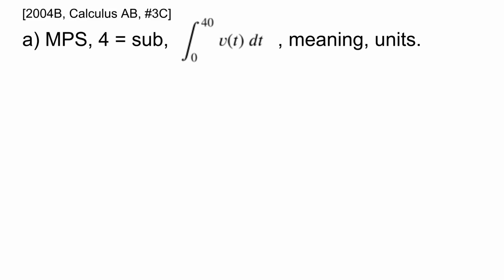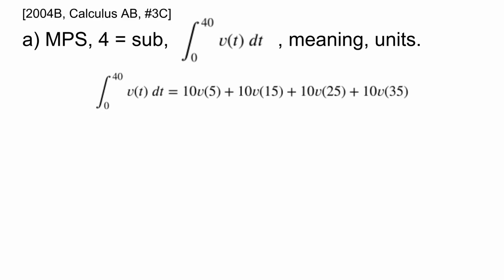And in part A of the question, we are asked to use a midpoint sum using 4 equal subintervals to find the value of the integral from 0 to 40 of v of t dt and explain its meaning using the correct units. The integral from 0 to 40 of v of t dt is 10 times v of 5 plus 10 times v of 15 plus 10 times v of 25 plus 10 times v of 35. And remember, in order to earn the points, you must show a sum of products.